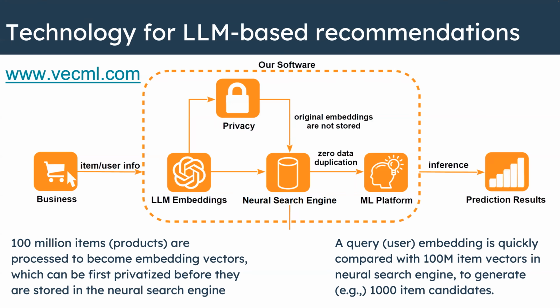So the basic technology is inside the dashed lines, our software. Imagine you're a business and you have a whole bunch of products, say 100 million products, whatever. We can encode each of those products as a vector and embed them in a large language model somehow. And then we offer a search engine and machine learning functionality, as well as some privacy.